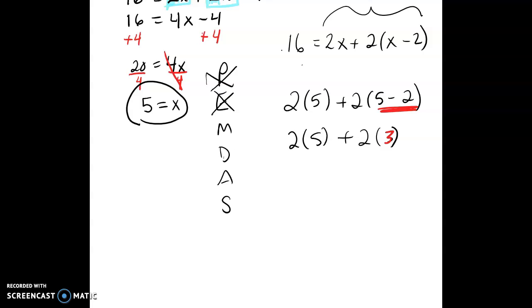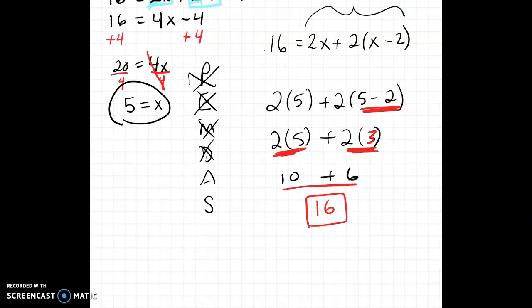Multiplication and division from left to right. I have 2 things to multiply. I have this to multiply and this. So I get 10 plus 6. And then last, addition, subtraction from left to right. So 10 plus 6 is 16. So I've got the right side equaling the left side.